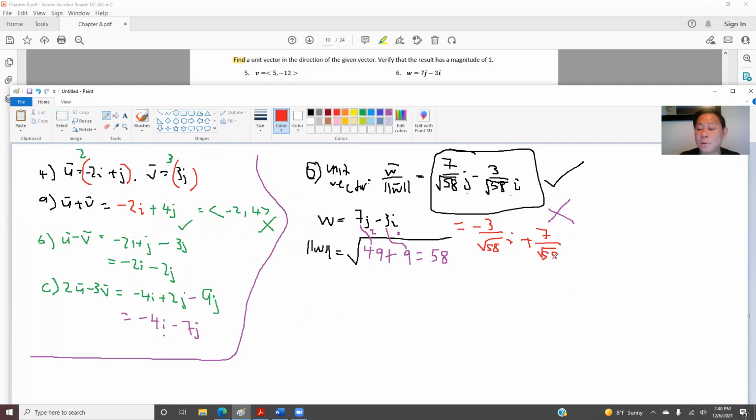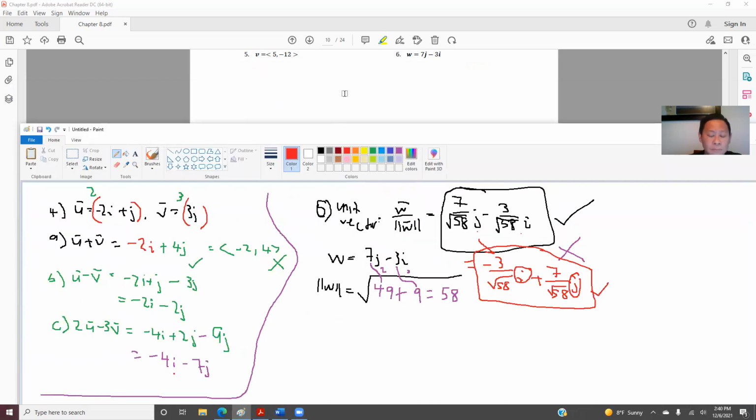I just want to point out that your online homework is very picky. When you write this in a linear combination form, make sure the i comes first, then the j, because if you put j and then i, they will mark you wrong. It's very simple, but frustrating because you got the answer correct and they mark you wrong because you forgot to move i and j around. Okay.